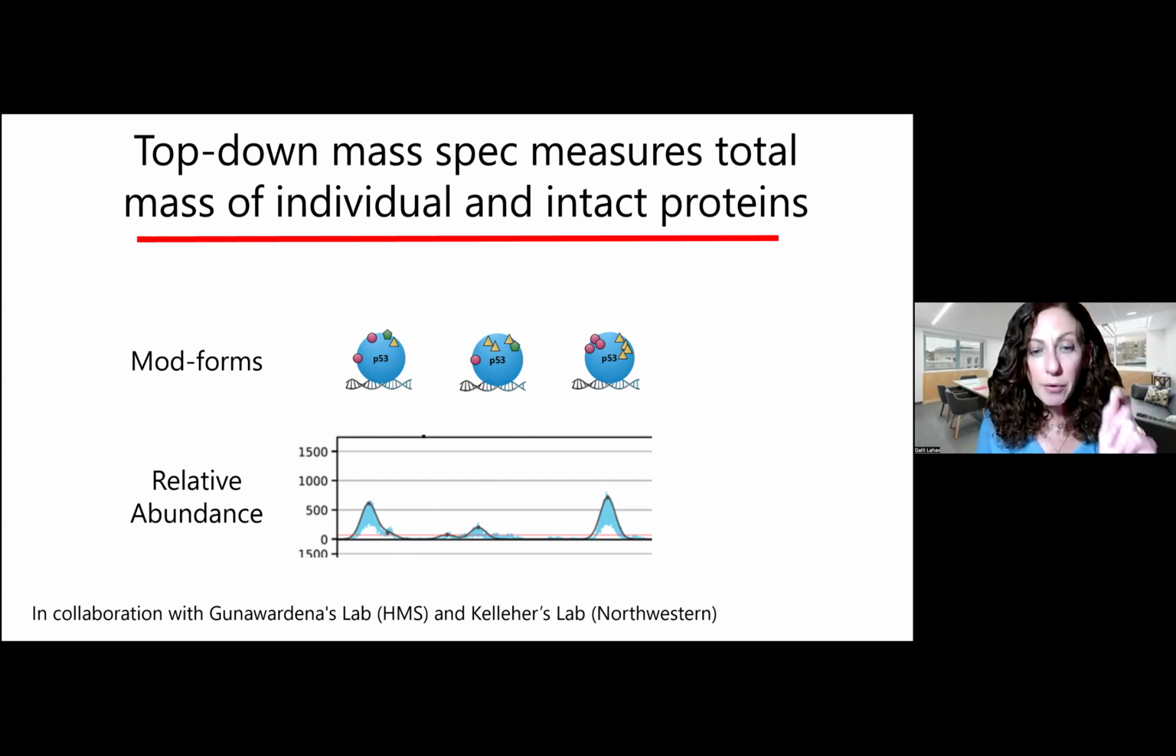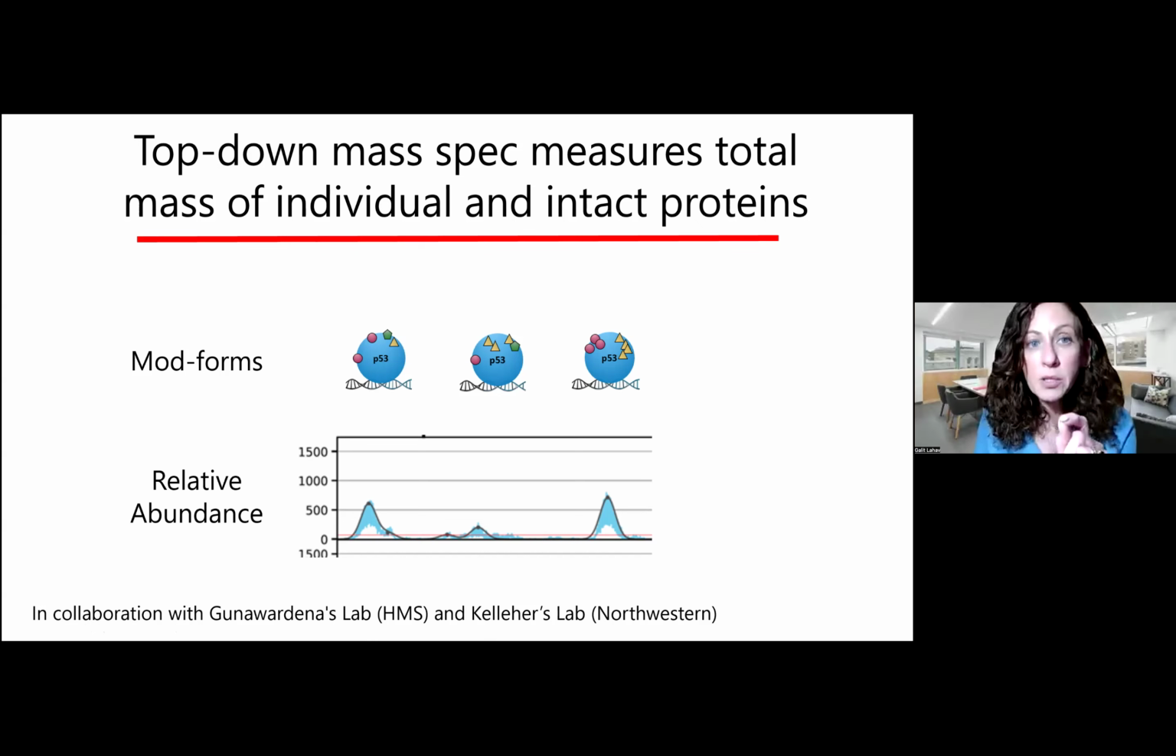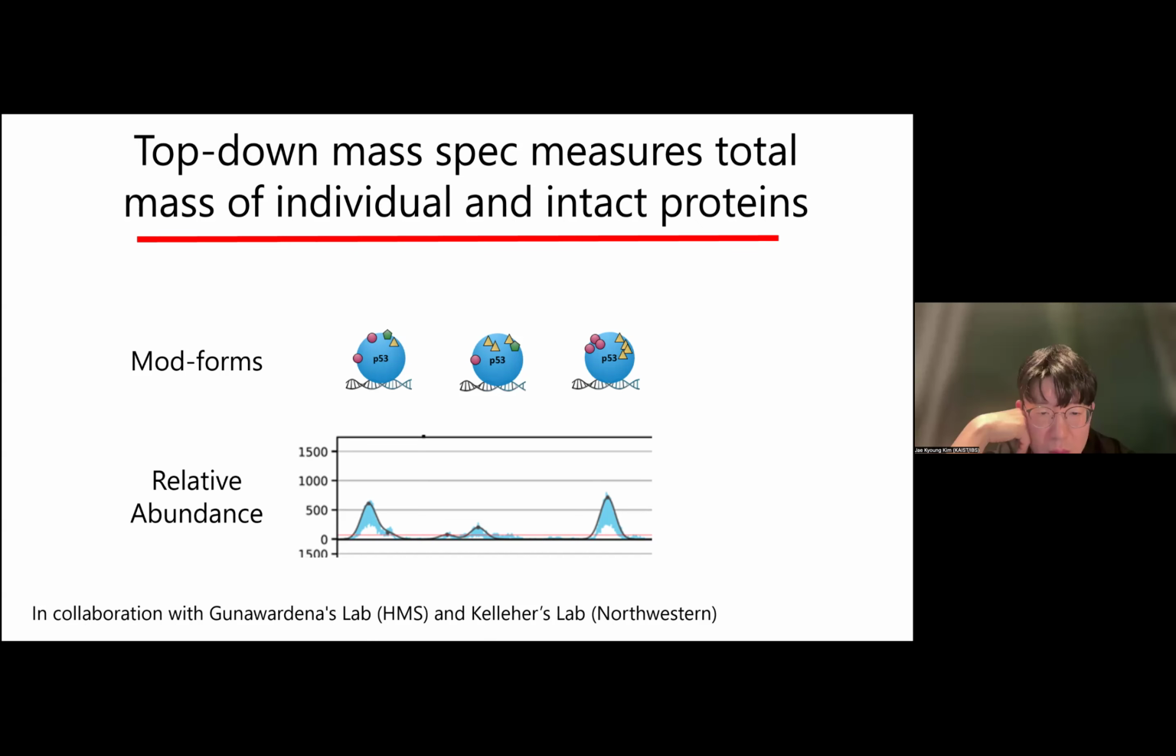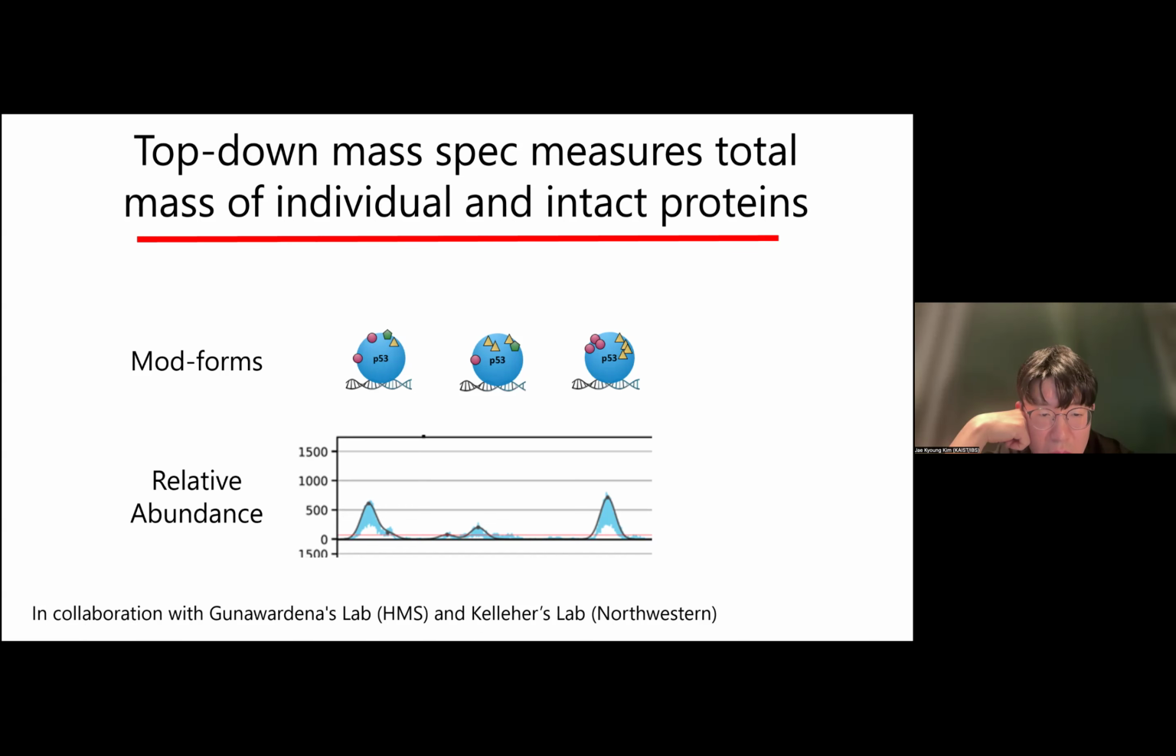We collaborated with Jeremy Gunawardena at Harvard Medical School and Neil Kelleher at Northwestern, who developed this top-down mass spec. We said, let's measure the mod form of p53 during the first pulse and the second pulse. If they're exactly the same, then we're done. We don't need to dive in and understand. But if they're different, it will motivate us to know more. And these are the results.